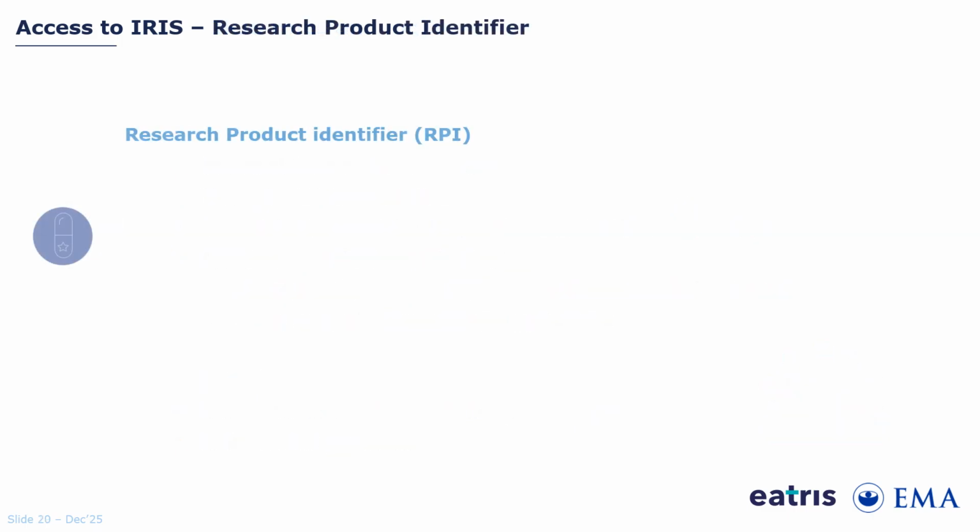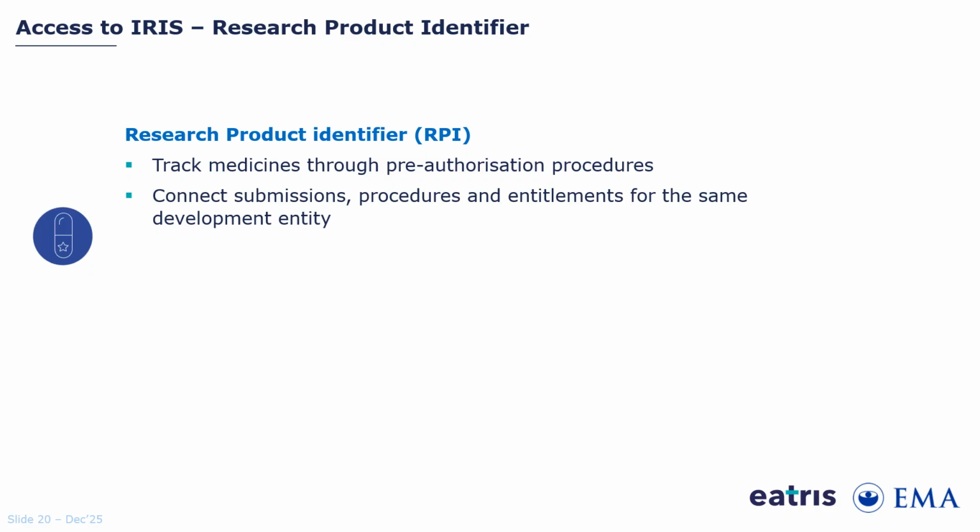EMA uses research product identifiers, RPIs, to track medicines through and across interactions and procedures, to connect submissions and entitlements for the same development entity. Companies and individuals that approach EMA for the first time with a new medicinal product and do not have a previously assigned RPI will need to request a new RPI via the IRIS platform.